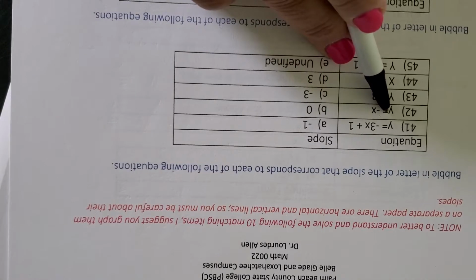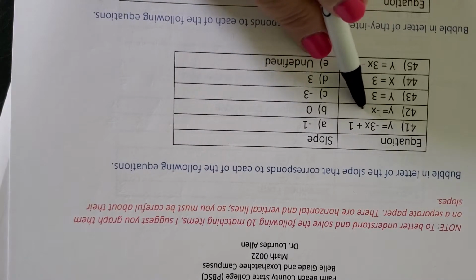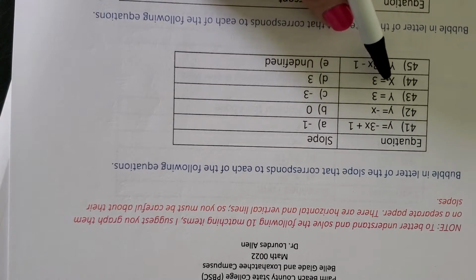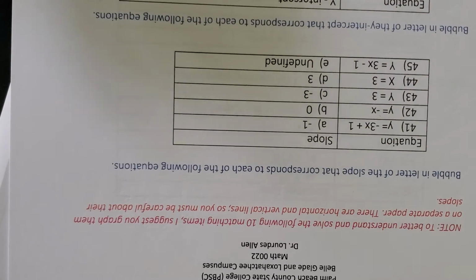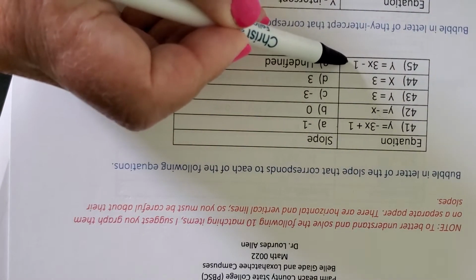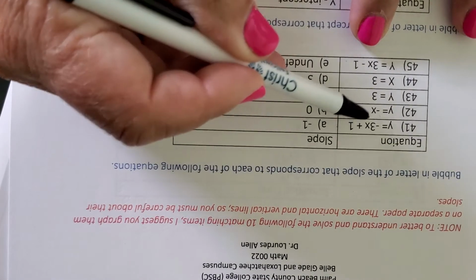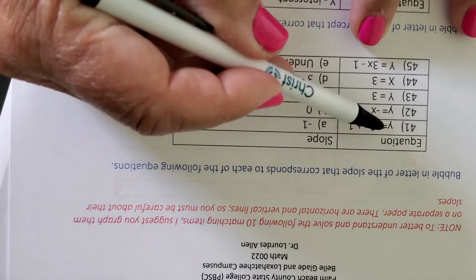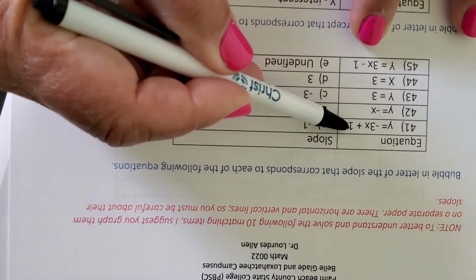You see this equation, y equals negative 3x plus 1. Then I have y equals negative x. Then y equals 3, x equals 3, and y equals 3x minus 1. The easiest ones to identify are 41 and 45 because these two equations are written in a way that we can see the slope. It's the slope-intercept form.